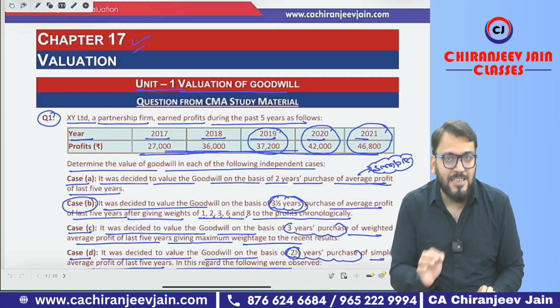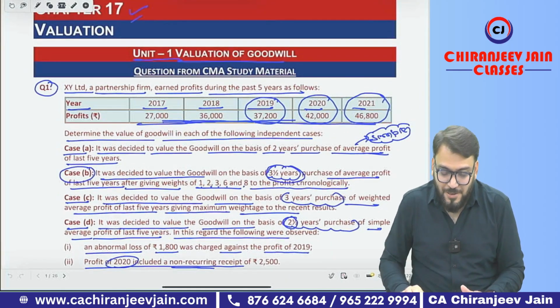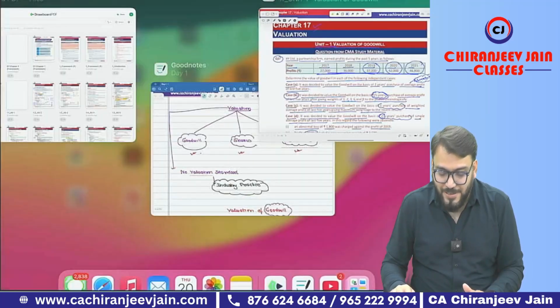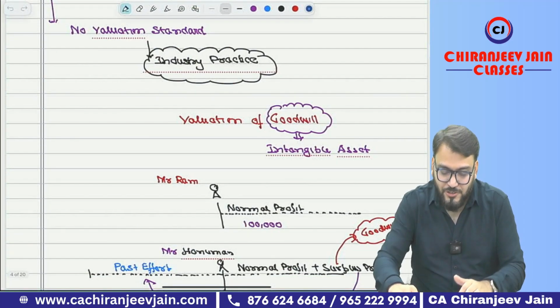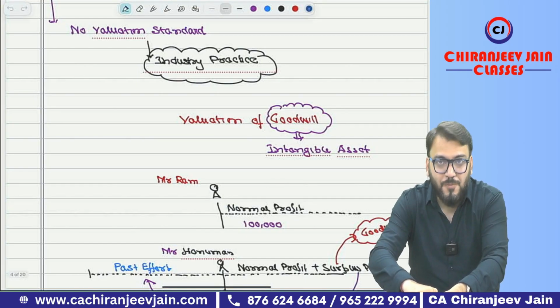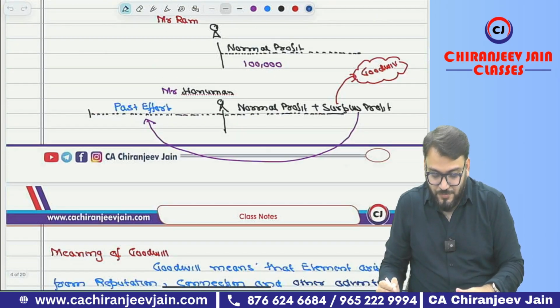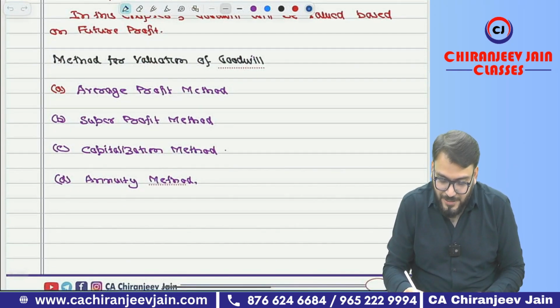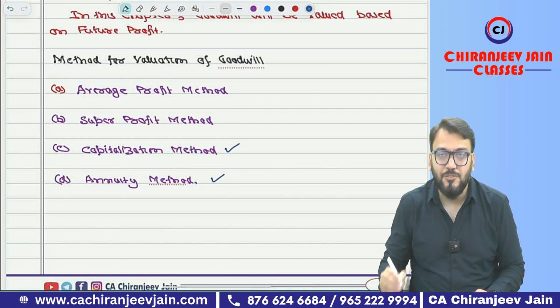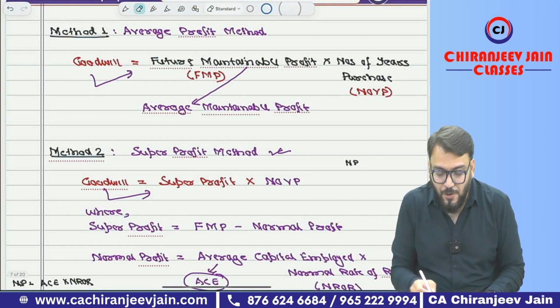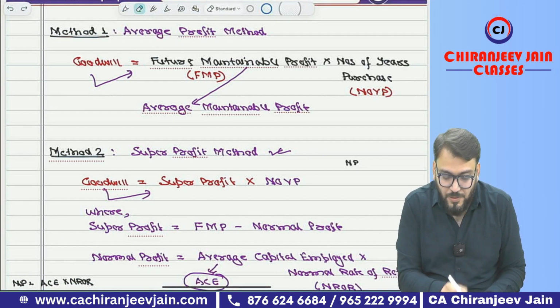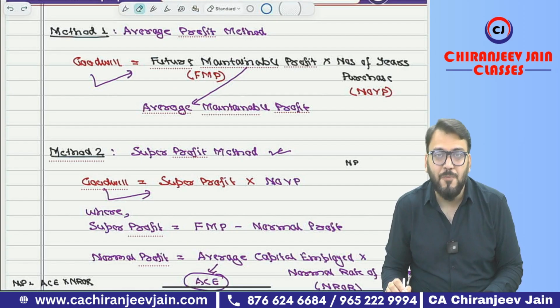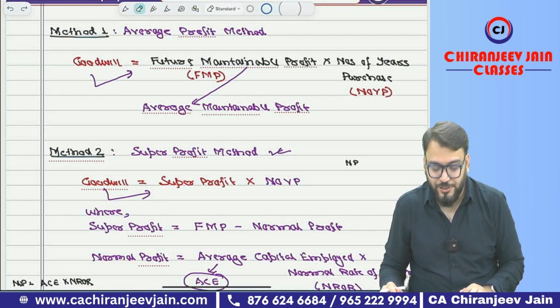So what are the methods for valuation of goodwill? We have understood that there are 4 methods for valuation of goodwill. First is what? Average profit method. Second is super profit method. Third is capitalization method. Fourth is annuity method. What is the formula for average profit method? Goodwill is equal to future maintainable profit multiplied by number of years purchased.